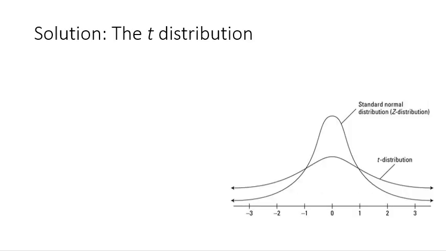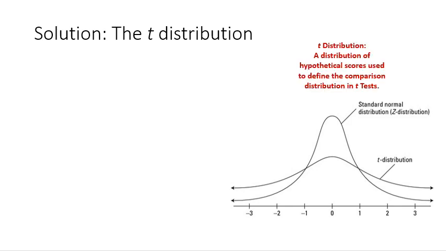So the solution to the problem of no standard deviation information is what we call the T distribution. The T distribution is just a distribution of hypothetical scores used to define the comparison distribution in t-tests. We'll take a close look at it moving forward, but you can see here the standard normal distribution, this taller, more normal-looking distribution, that's our Z distribution. And this is the T distribution in an example where there aren't very many individuals in the sample.